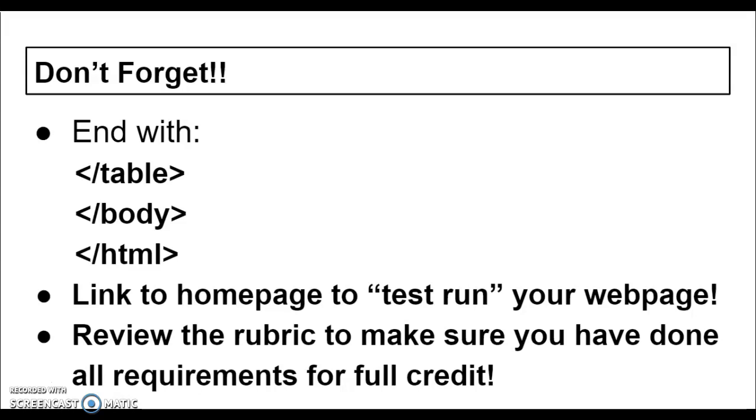Now make sure that you carefully review the rubric that's in Canvas as well to make sure that you've done all the requirements in that rubric to get full credit. There may be some things that weren't covered in this lesson, but they are included in the rubric. Make sure that you look at that rubric and you're getting full credit because you did all of the requirements for the project.